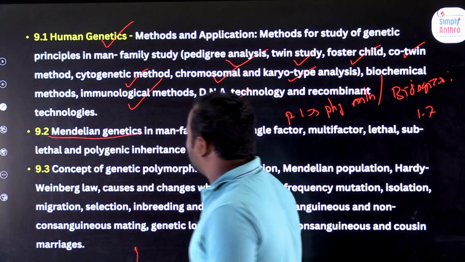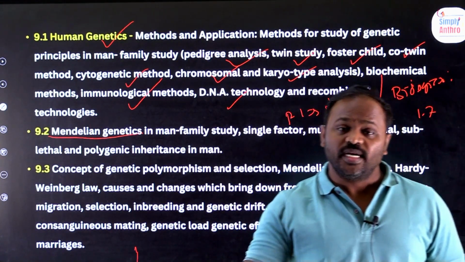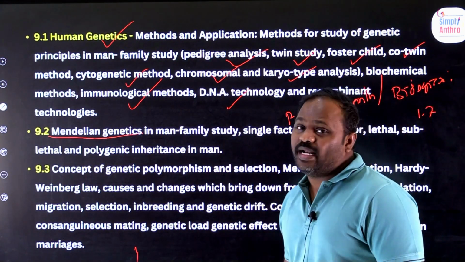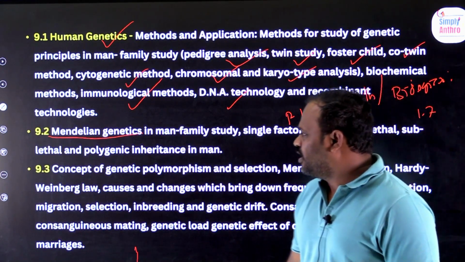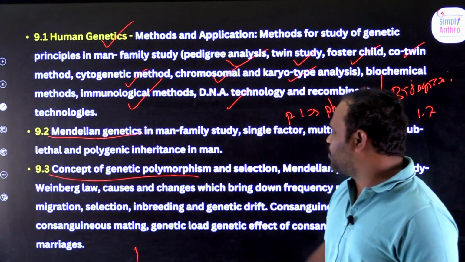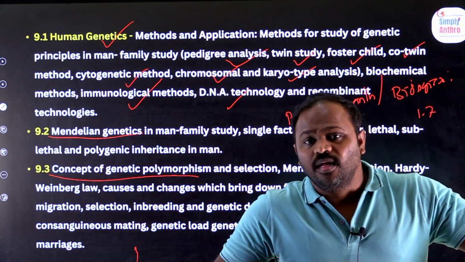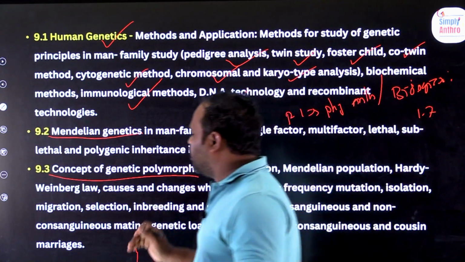Second one, 9.2, is Mendelian genetics: how Mendelian genetics helps to study human biology. Who is a Mendelian, what do you mean by lethal gene, all of this Mendelian genetics. 9.3 is about the concept of genetic polymorphism and selection. Concept of genetic polymorphism and what? Selection. Complete biology, my dear.